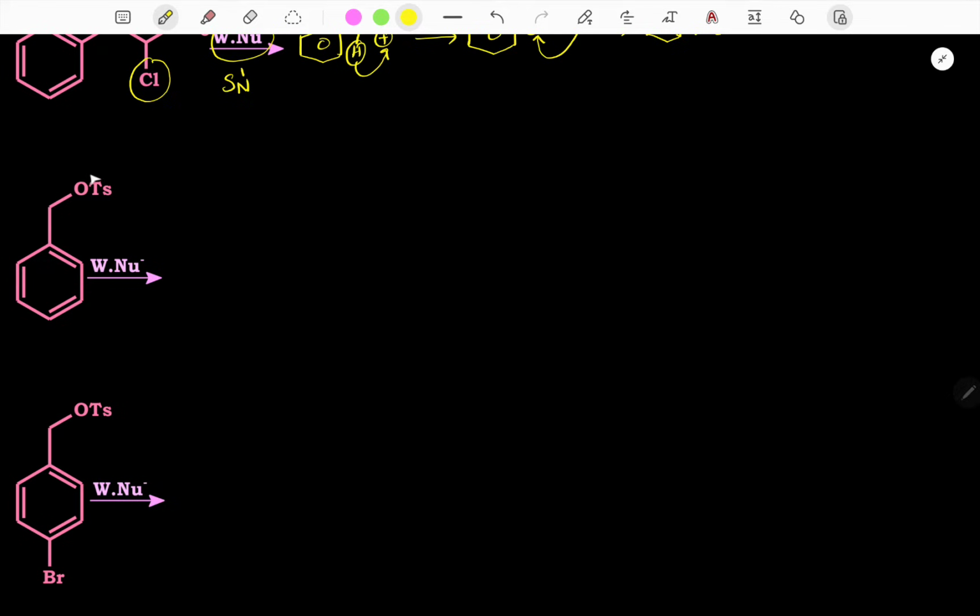And third one, OTs. OTs is a good leaving group and it is a primary carbon, but here a plus R group is present. So when the plus R group is present, definitely carbocation will form, because of the plus R effect. Now there is no further ring expansion migration. Now weak nucleophile reacts.